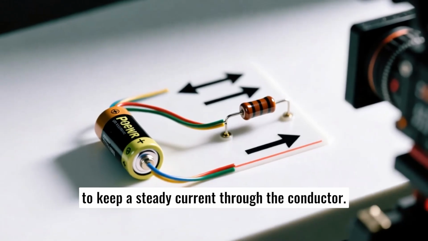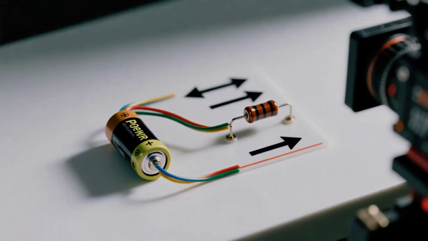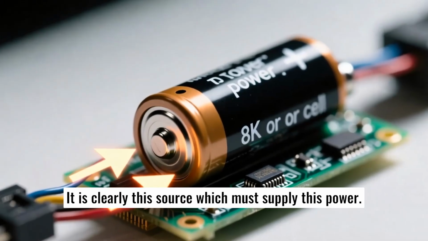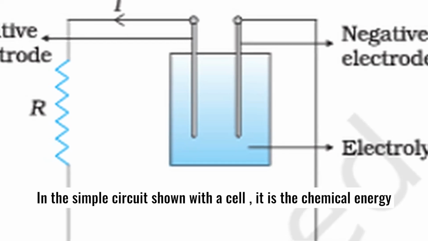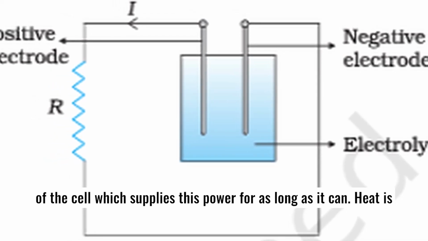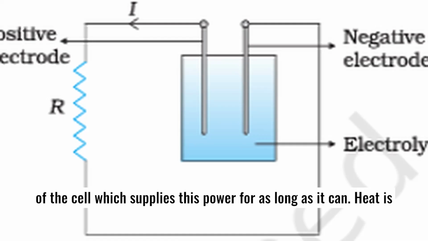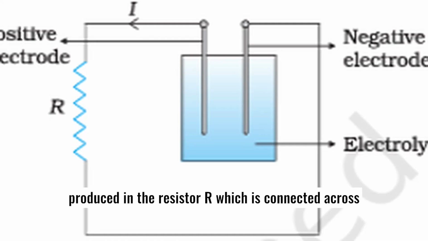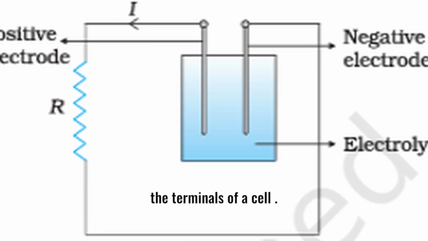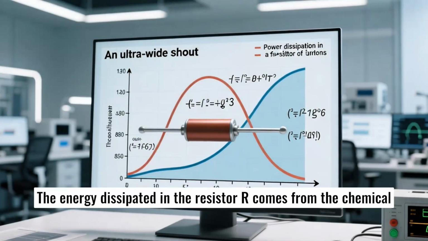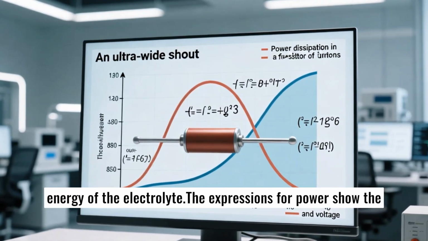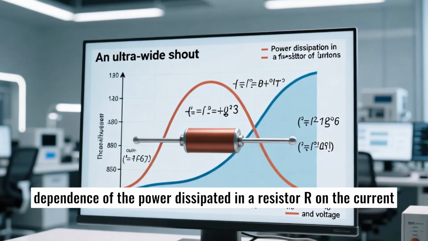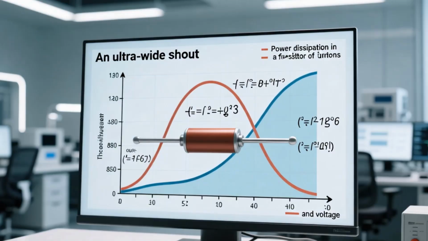We need an external source to keep a steady current through the conductor. It is clearly this source which must supply this power. In the simple circuit shown with a cell, it is the chemical energy of the cell which supplies this power for as long as it can. Heat is produced in the resistor R which is connected across the terminals of a cell. The energy dissipated in the resistor R comes from the chemical energy of the electrolyte. The expressions for power show the dependence of the power dissipated in a resistor on the current through it and the voltage across it.